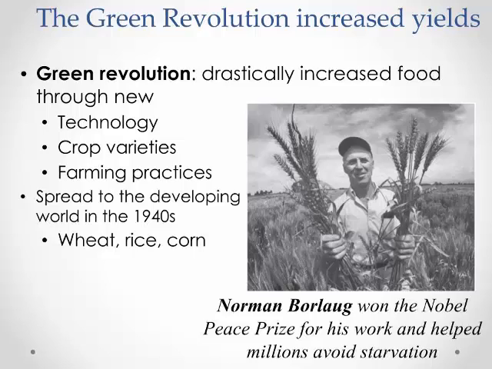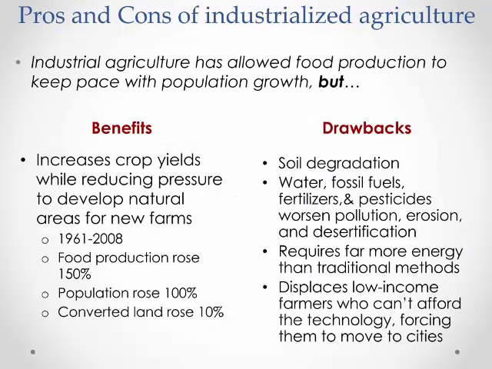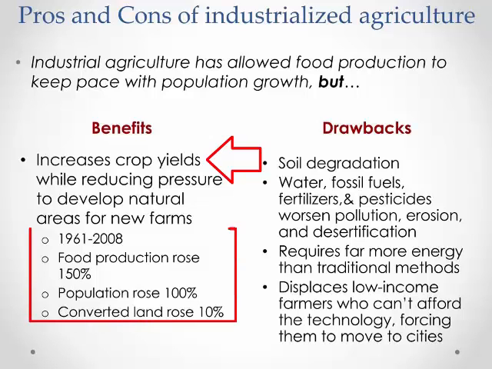While industrial agriculture has allowed food production to keep up with our growing population, you should be aware of both the positive and negative implications of this method of food production. The obvious benefits are that crop yields have increased without the need for converting more pristine land into crop or rangeland. For reference, between 1961 and 2008, the population rose 100%. The food production to account for this growth rose 150%. However, the land converted to farmland or rangeland only increased by 10%.